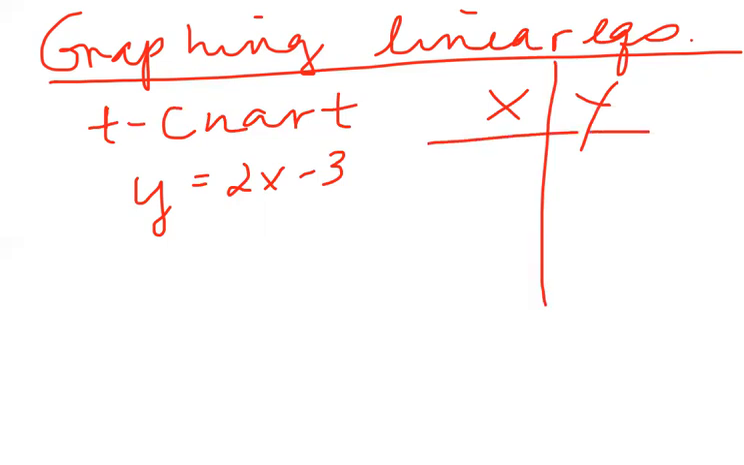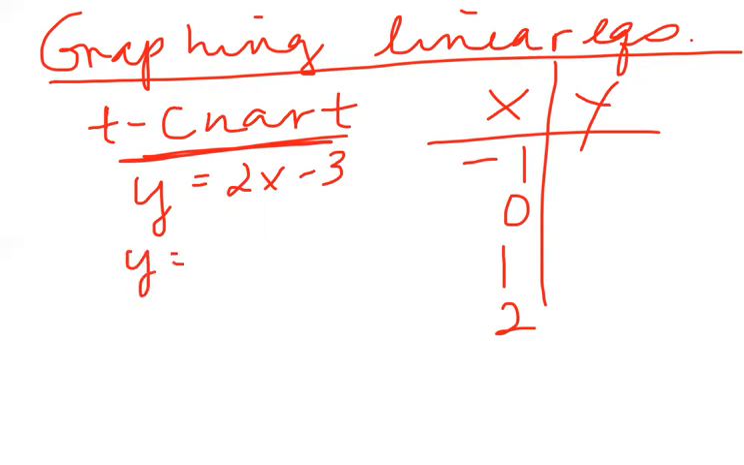You can always go back to a T-chart, T-table, table of values, create a few points on the graph, and then go ahead and graph the equation. So what you do is you select some arbitrary values for x, like -1, 0, 1, 2. Plug them into the equation one at a time. So if x is equal to -1, that would be 2 times -1 minus 3, which gives you -2 minus 3, so you get -5. When x is -1, y is -5.